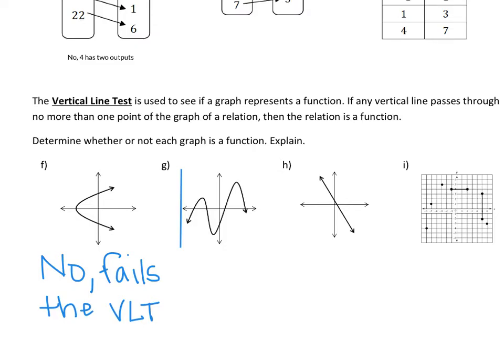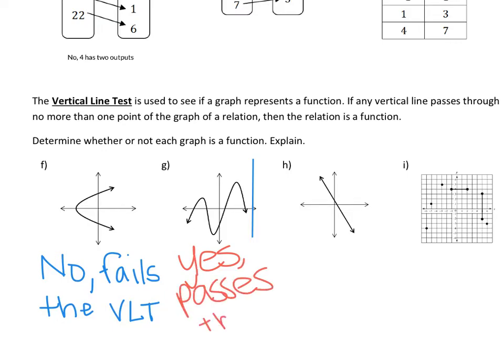So let's go ahead. As I'm moving it along, I'm still touching at one point, and I'll move it a little faster. As you can see, it only ever touches our blue vertical line at one point. So this is a function. We would say, yes, it passes the vertical line test. Go ahead and try H and I on your own.